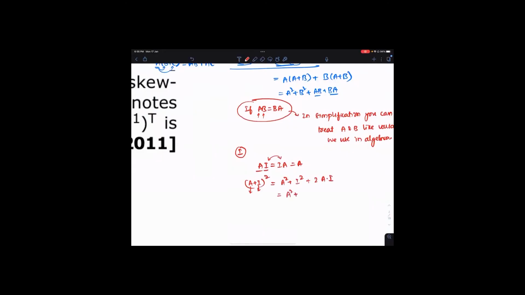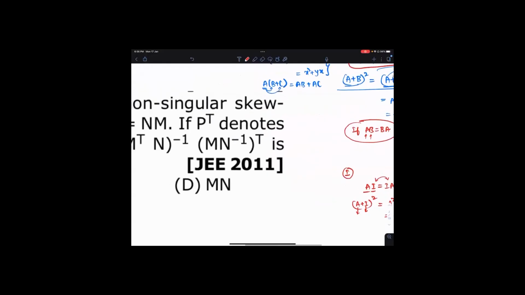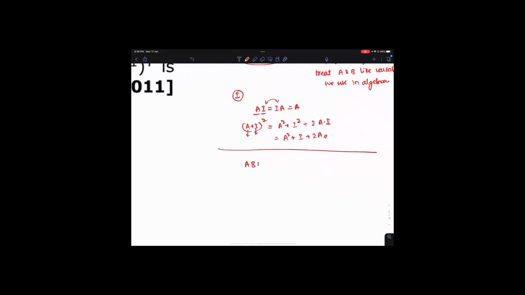Okay. I square, we know it is I, and A into I is A only. Now, and also in matrices, if you have ABA, it is not equal to A square B. If it is x into y into x, you can write it as x square y, na? But you can't do that in matrices, right? The order of multiplication matters.